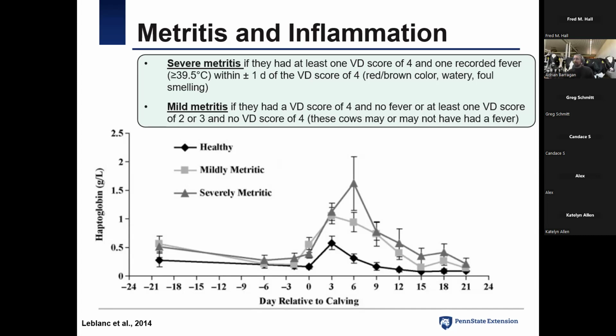This is a study from Hasse et al. I'm sorry, the citation is wrong there. This is Hasse et al., 2009.